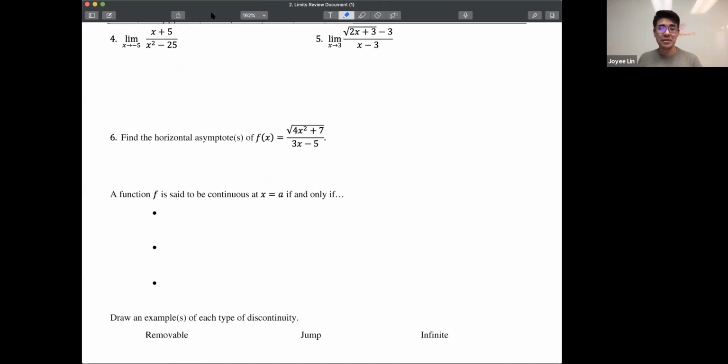However, remember I gave you this type of question yesterday, where you might not have two horizontal asymptotes that are the same value. You could have two different horizontal asymptotes, right?